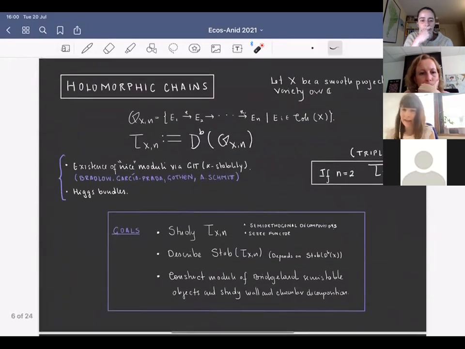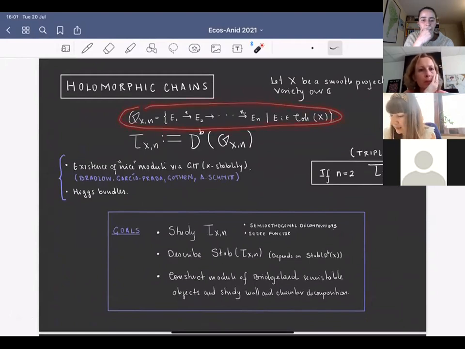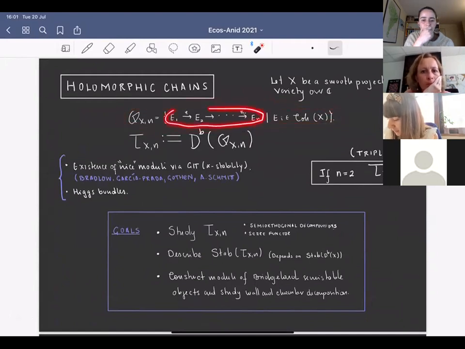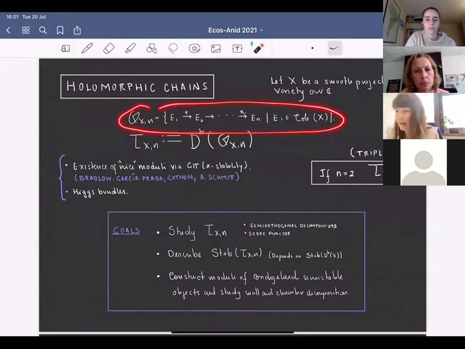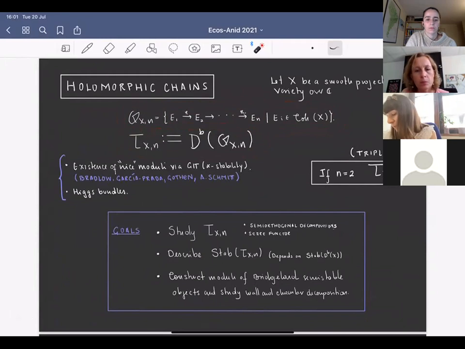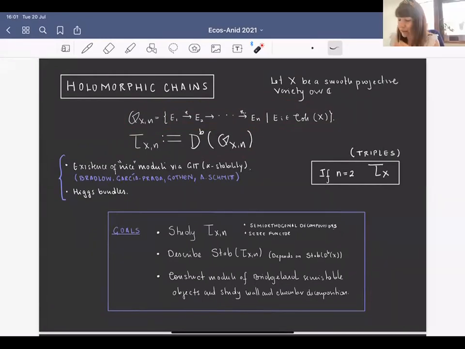So now I get to talk about the category I care about. So X is, again, a smooth projective variety over C, and the category we are working with is the category of chains, where we have a chain of morphisms and the E_i are coherent sheaves over X. So it's a representation of A_n quivers on the category of coherent sheaves. This is an abelian category, and we care about studying the bounded derived category of this category. And this category, we're going to call it the category of holomorphic chains.